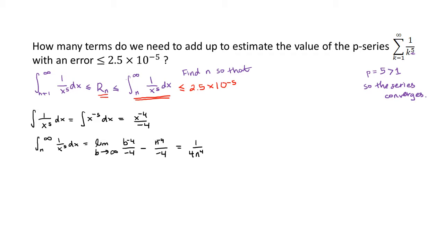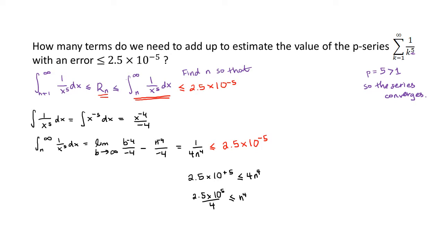Okay, and we want to know for what n is this less than 2.5 times 10 to the negative fifth. All right, so that means that we want 2.5 times 10 to the negative fifth to be greater than or equal to 1 over 4n to the fourth. Oops, excuse me, we took the reciprocal of both sides and we had to flip the inequality. So this is 2.5 times 10 to the fifth. Okay, so we want 2.5 times 10 to the fifth divided by 4 should be smaller than n to the fourth.